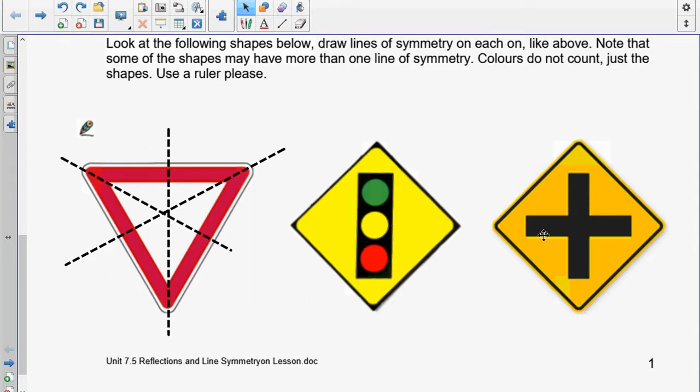Now, there's one here, and there's one here. Don't worry about the colors. Just do this regardless of the colors, all right? So assuming that it's all yellow or something. So pause the recording and finish these two right here.